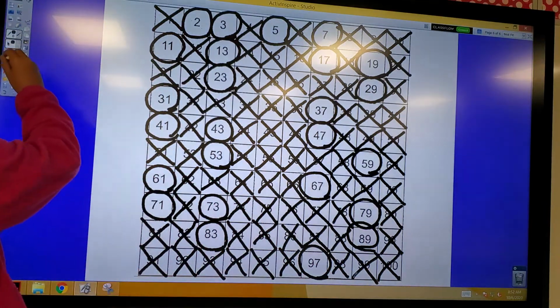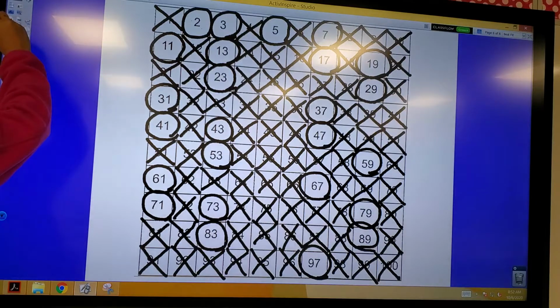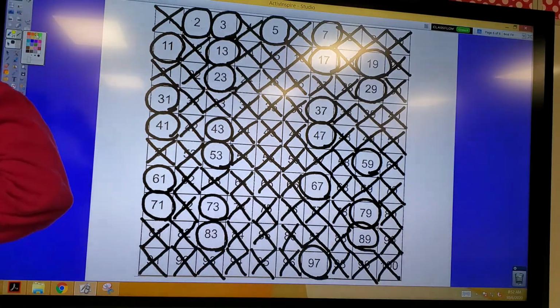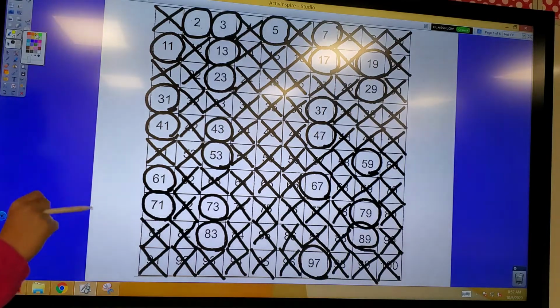All right, so we are left with our prime numbers. So please make sure that you have these prime numbers written down. It's going to be very helpful for the next thing that we're going to be doing in another lesson.